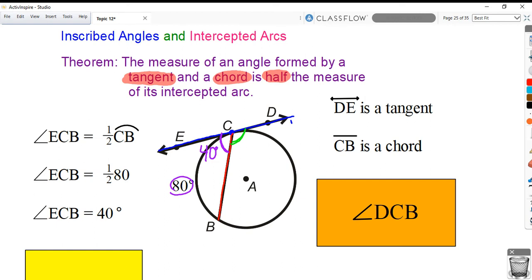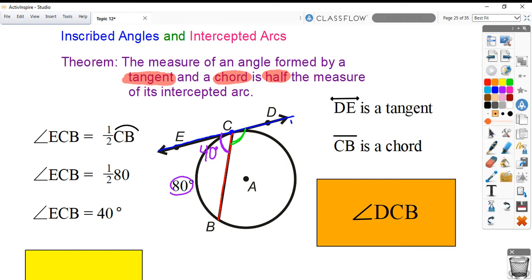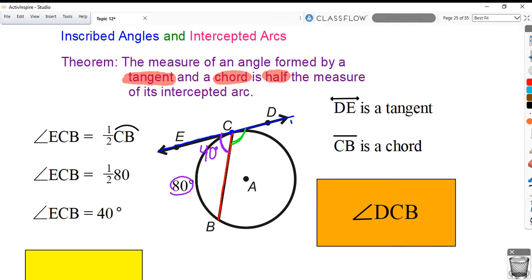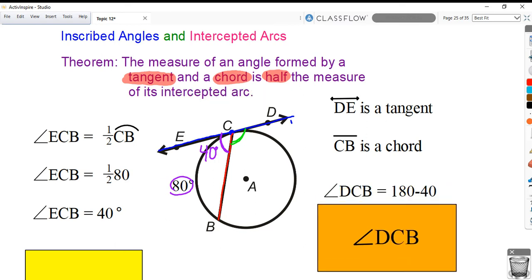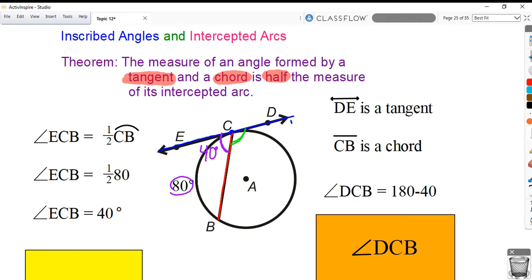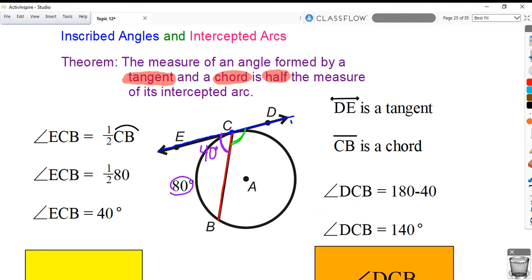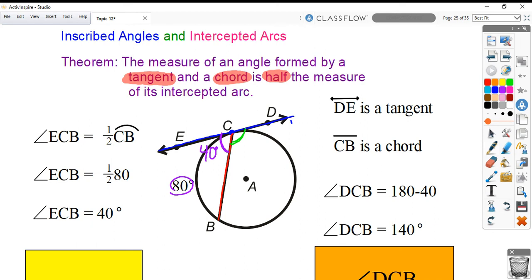It's split into two parts, and we just have to remember that a linear pair, a straight line, a straight angle is 180 degrees. So if we already have this side and we're looking for this side, we can just subtract it from 180. 180 minus 40 will give us that green part, and that green part is going to be 140 right there. That's going to come up on some of your problems today as well.